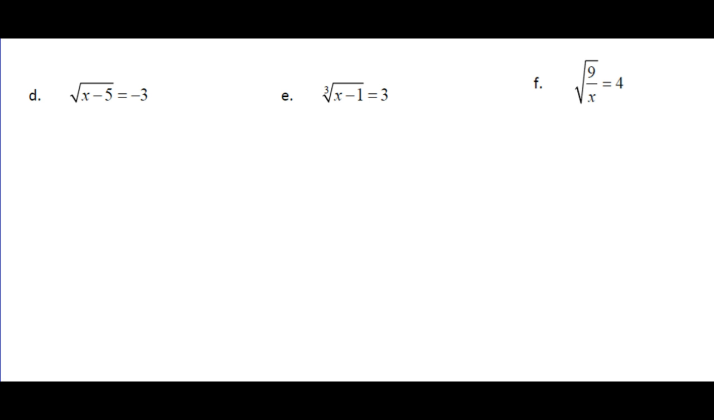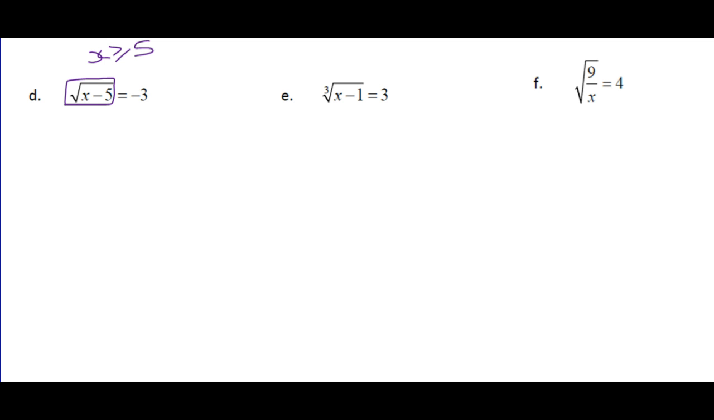Okay? So the radical, right, it has an expression under it, but wait, what does that tell us? X has to be what? Greater than or equal to positive 5, right? So that's the restriction. We know that X has to be greater than or equal to 5.